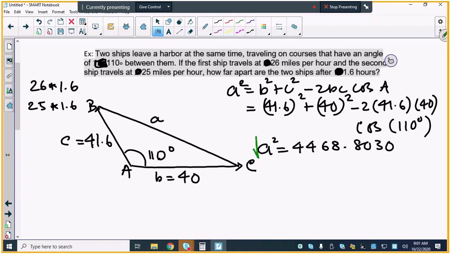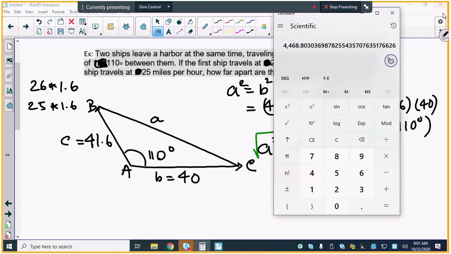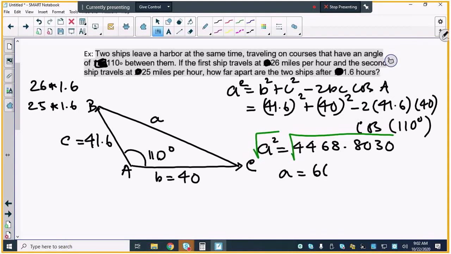So we take the square root now on both sides and take the positive root only, because this is the distance. So we get A equal to as much as the square root is going to go, and we will round to 4 decimal places. Okay, let's take the square root. So it's going to be 66.8491 miles. And that gives us the distance between the two ships after 1.6 hours.